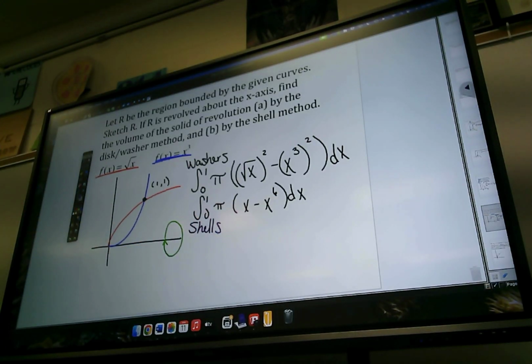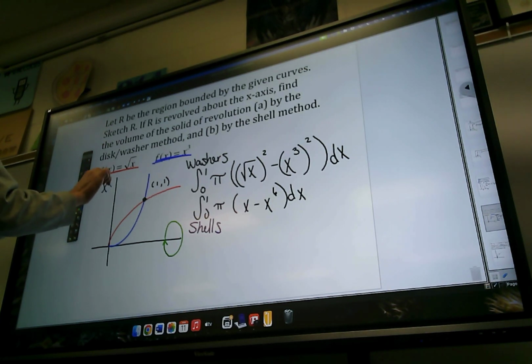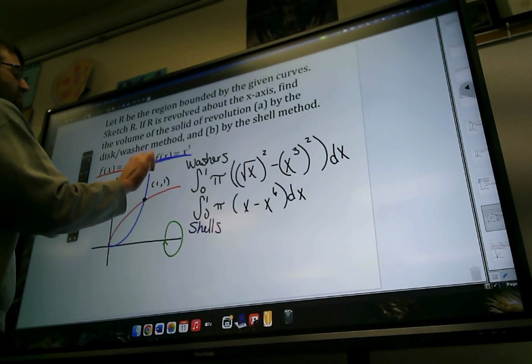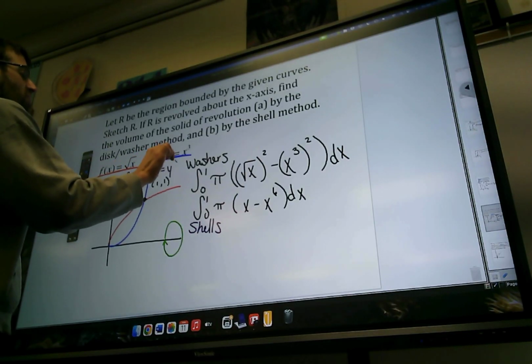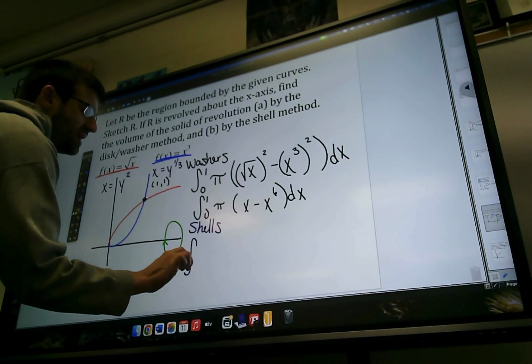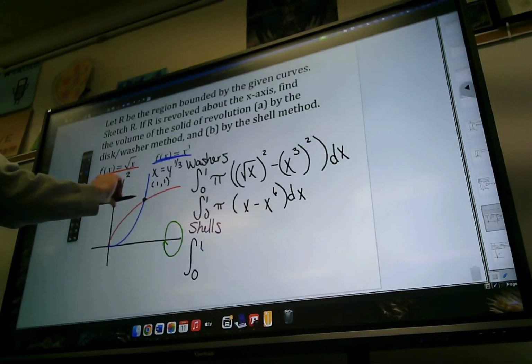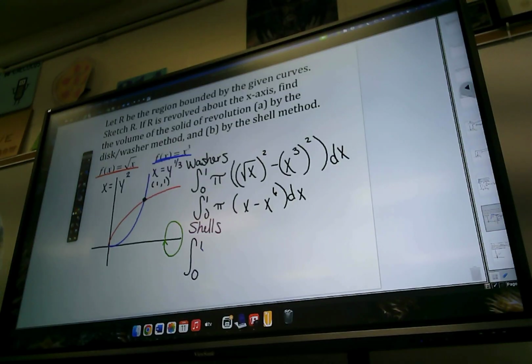So with shells, when I revolve around the x, I need to be in terms of y. So this is going to be x equals y squared. This is x equals y to the 1/3, or the 3rd root of y. So what I'm going to do, integrate from 0 to 1. It is weird because they do intersect at the point 1, 1. So we're going to integrate from 0 to 1 on both of them.